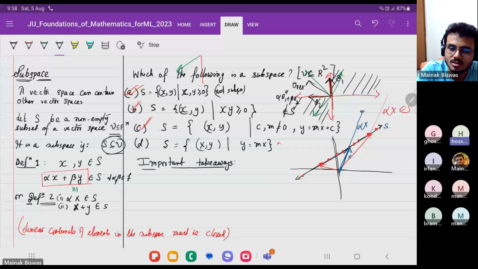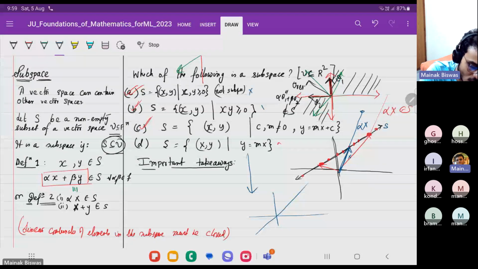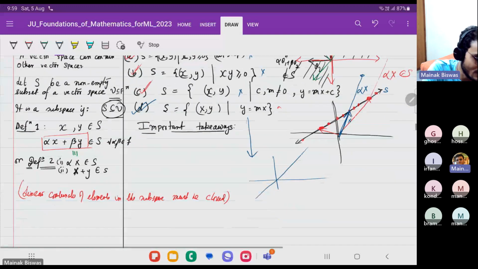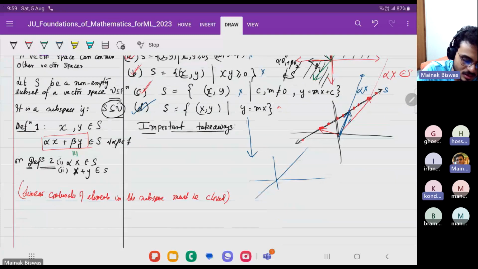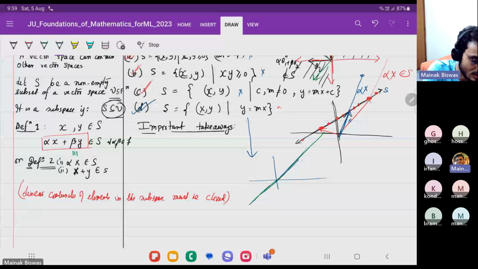Any line is not a vector space, right? No. Any line passing through the origin will be a vector subspace. If the line does not pass through the origin, it is not. This is a vector space because every vector lies within the vector space.